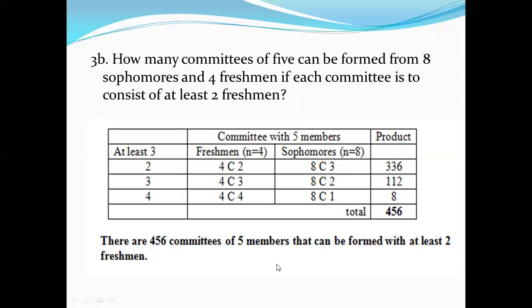Okay, so I hope naintindihan natin yung concept ng FPC, permutation, and combination.